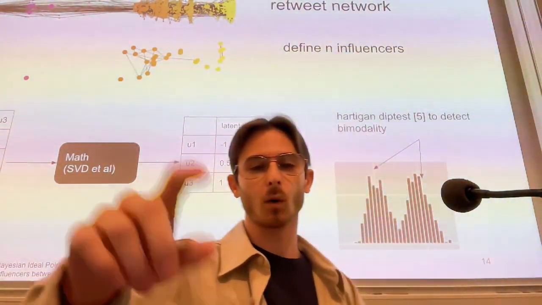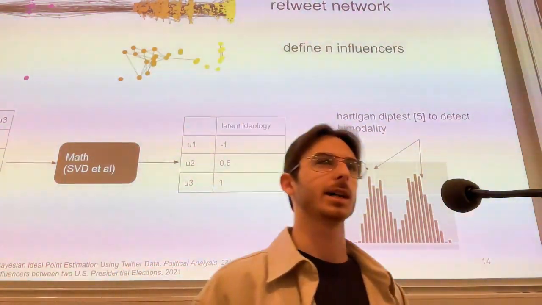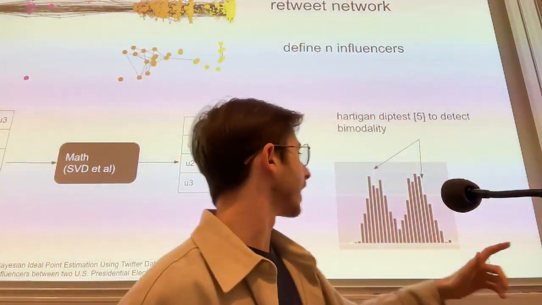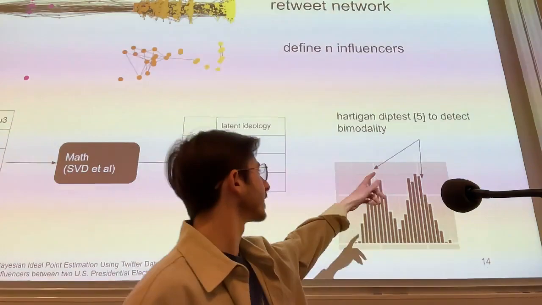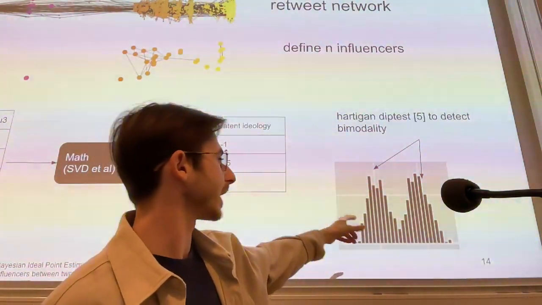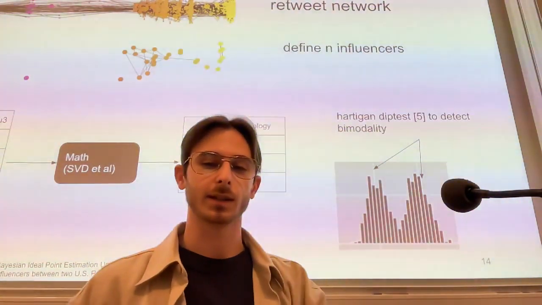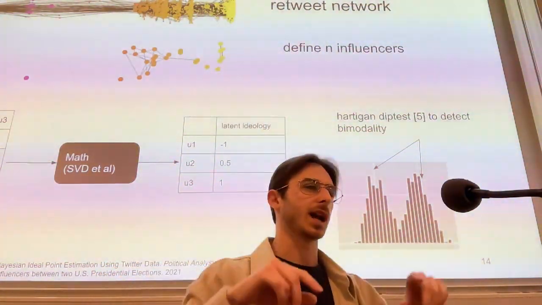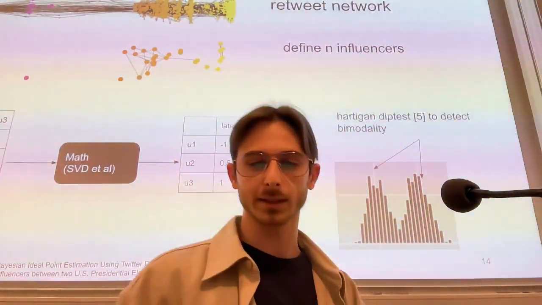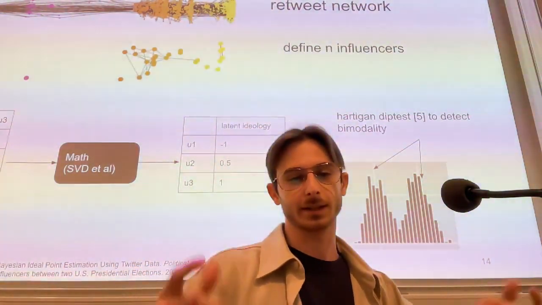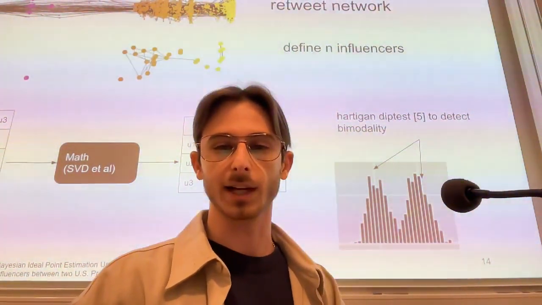Then with all this distribution of latent ideology, we can use the Hartigan dip test, which is a statistical test that is able to detect the degree of bimodality inside the distribution. So if there are two different peaks, the height of the dip will be the dip test value.